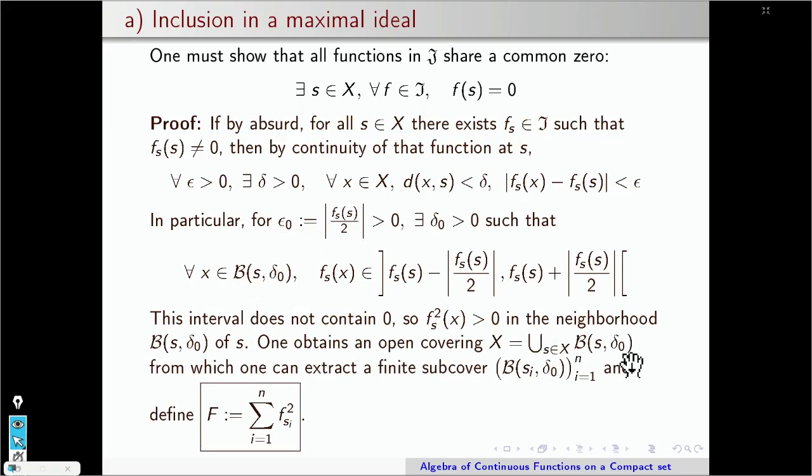We do this for all s, so we obtain a cover of the compact space, so we can extract a finite subcover of the open cover, and because it is finite, we can consider this finite sum. For a given i, this f_si squared is strictly positive in one of those balls. And then we add other terms that are non-negative, so positive or zero. So the result is strictly positive everywhere, and it consists of elements in the ideal.